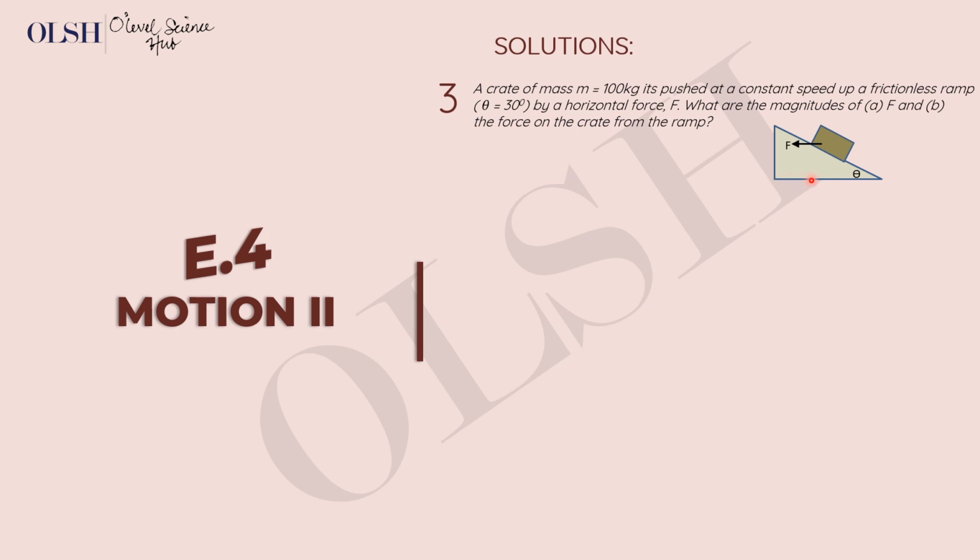If we look at the free body diagram here, you see that we have the ramp, and then we have the crate with the force applied in the horizontal direction. The force F is applied in the horizontal direction, and we're asked to find what this force F is, and B, the force on the crate from the ramp. That's the force this ramp exerts on the crate, which means we're looking for the normal force on this crate. Let's take a look at this free body diagram here.